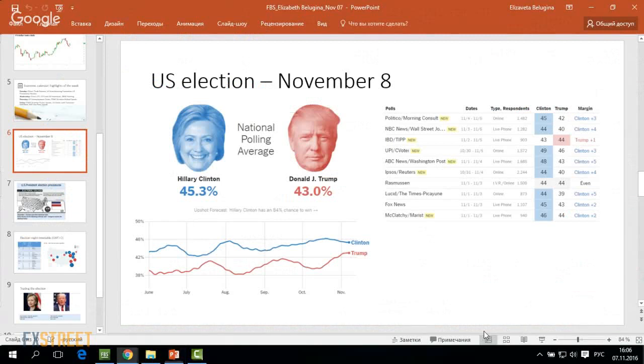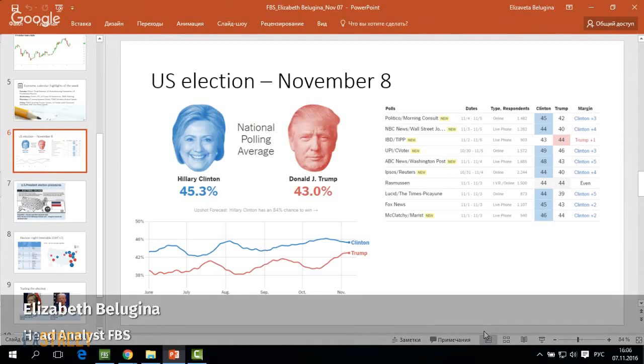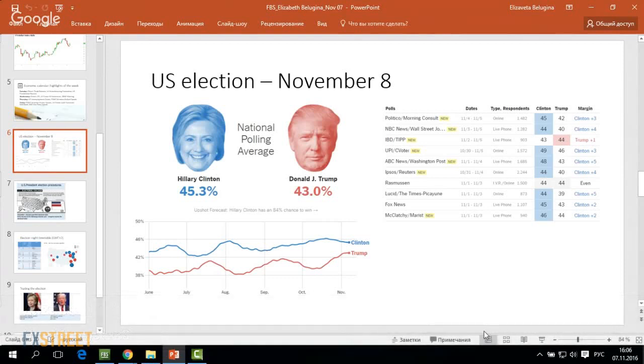And let's speak more about it. You probably heard that the two main candidates are Hillary Clinton from the Democrats and the Republican candidate Donald Trump. I think that by now everyone knows that. There are some candidates from other parties as well, but traditionally only the Democrats and the Republicans matter.